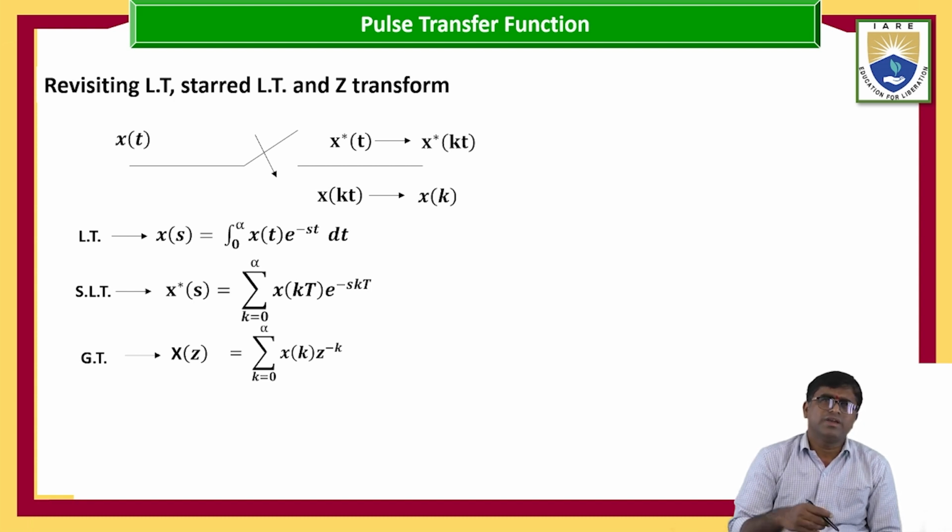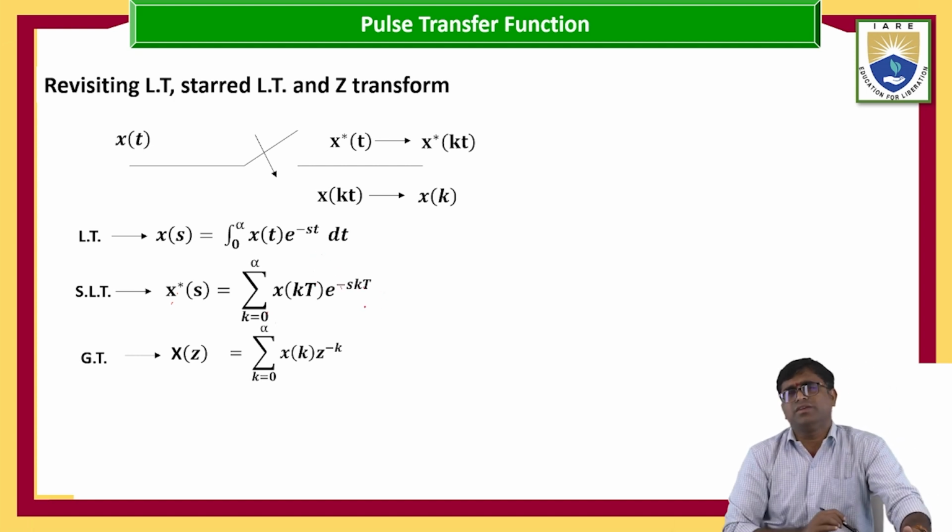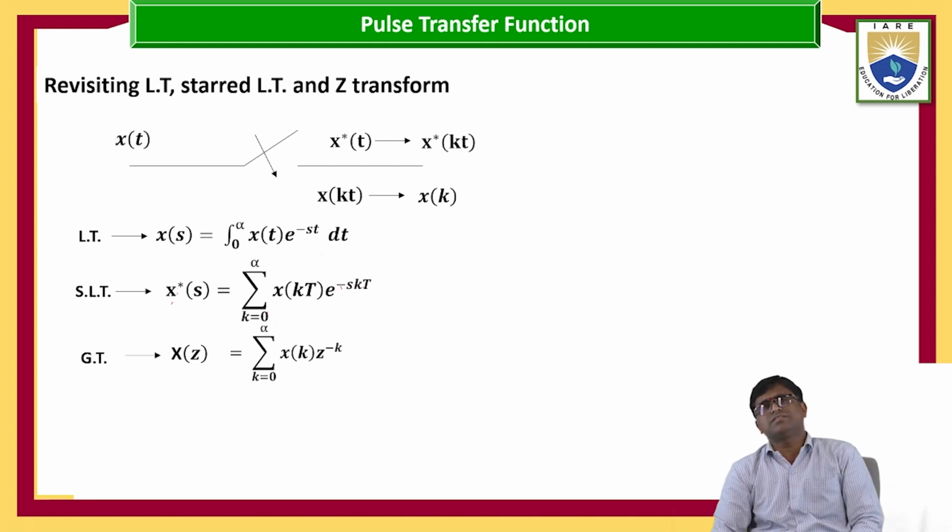Remember, that is the Laplace transform. In the case of the star Laplace transform, it is X star of s, and the integration part becomes a summation, with the discrete time x(kT) e power of minus kTs. The integration is replaced by summation.